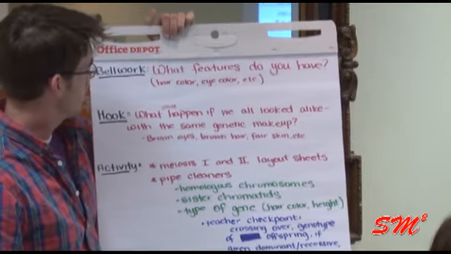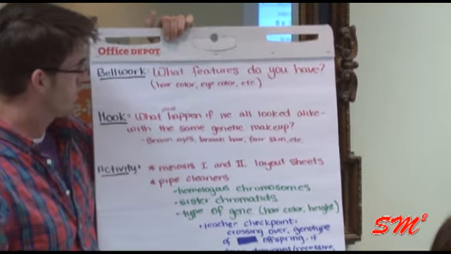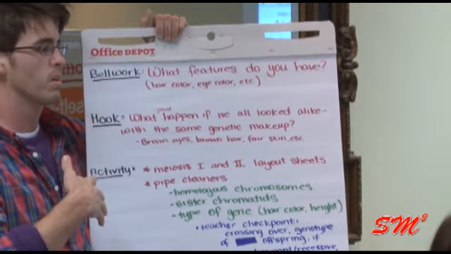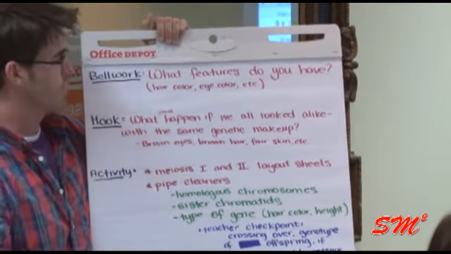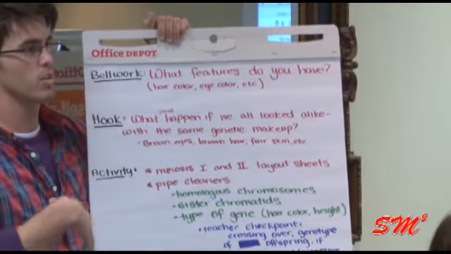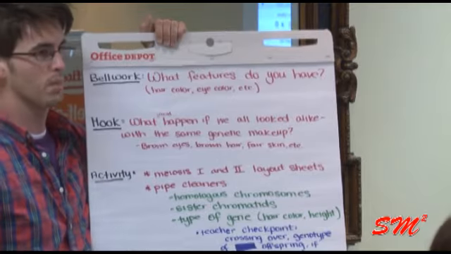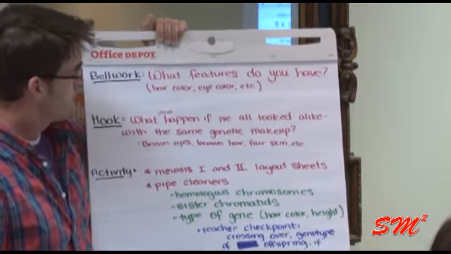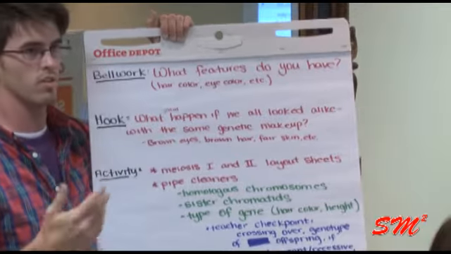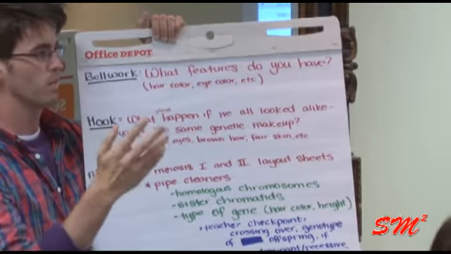And then our hook here, because we're talking about genetic diversity, is we ask them what would happen if we all looked alike, if we all had the same genetic makeup, genotypes. We could throw in vocabulary words for them. And we give them this: brown eyes, brown hair, fair skin, etc. We use some of their traits.